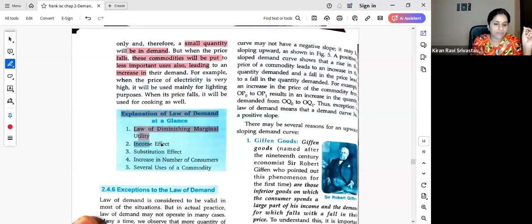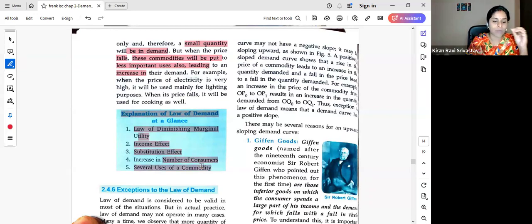Then the next one is income effect. Income effect, what is the keyword? Real income and purchasing power. Then the third one is substitution effect. Here, the fall in price of the commodity will attract even the consumers from other substitute products. The substitute products' consumers will also start buying the product in question. Then increase in the number of consumers. As the price will fall, more number of consumers will be able to afford it at a lower level of price. And then several uses of commodity, all the products having composite demand.